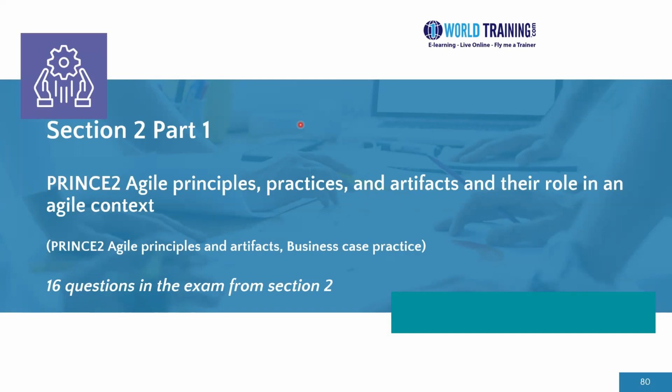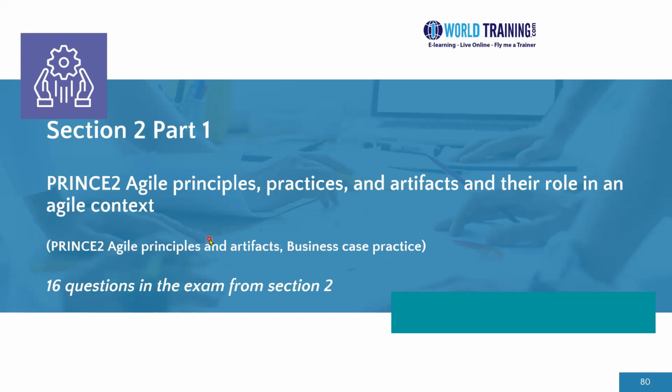We will also go through all the practices in detail, beginning with the business case practice, then organization, plans, quality, risk, issues, and progress, and conclude with the PRINCE2 Agile rules in particular. And then we will also look at the various artifacts and roles that work in each of the practices.